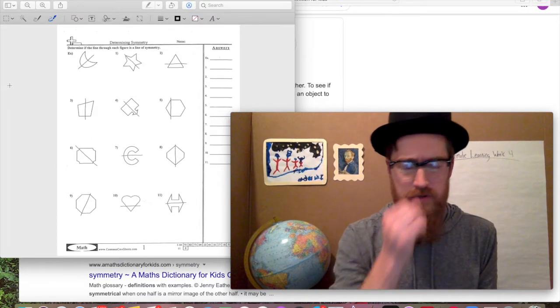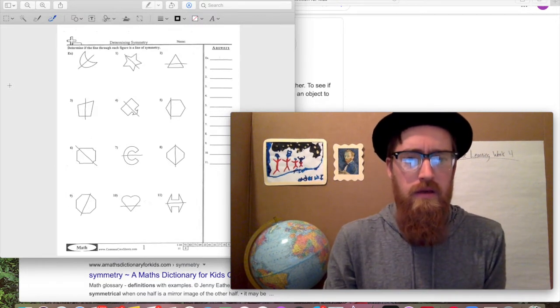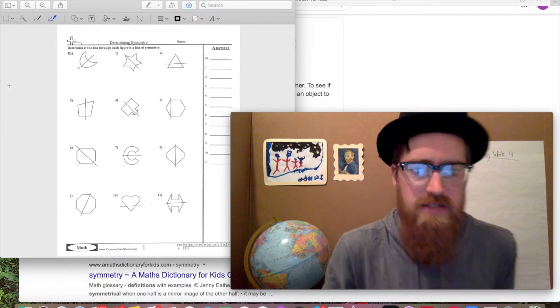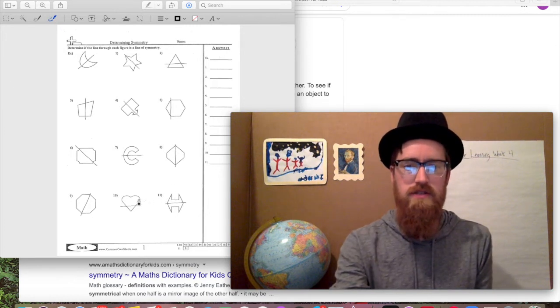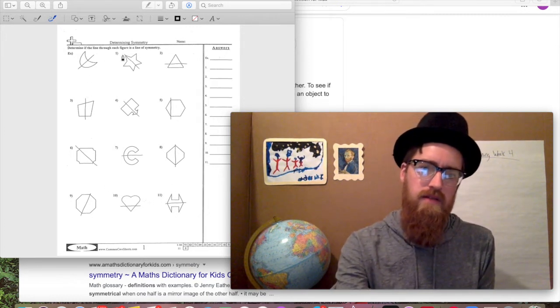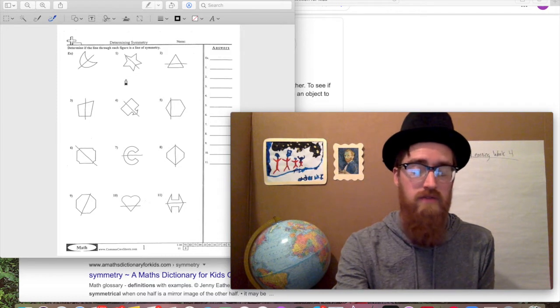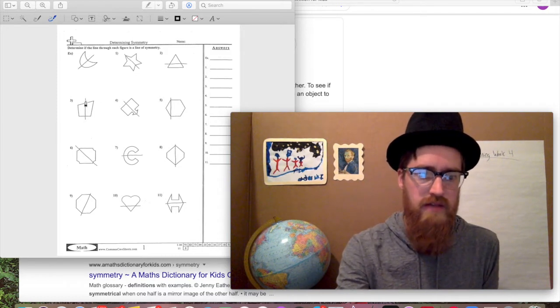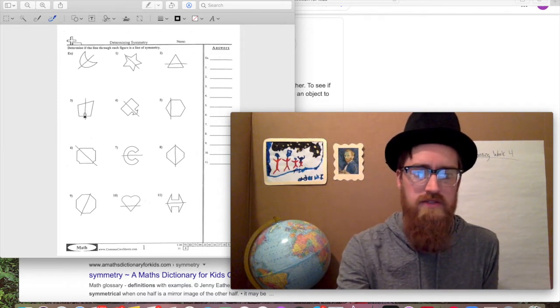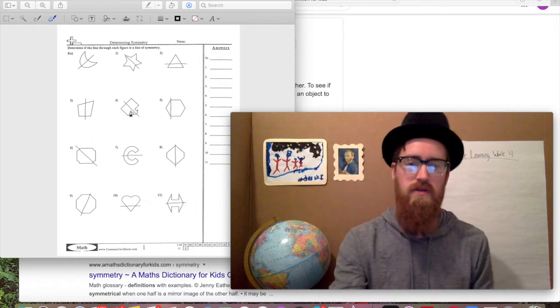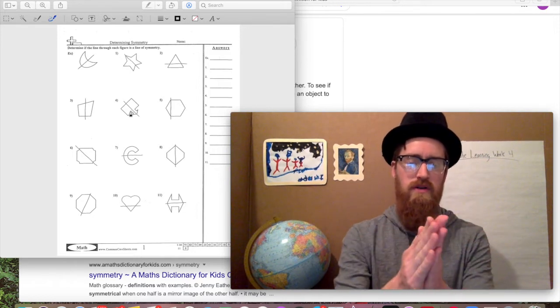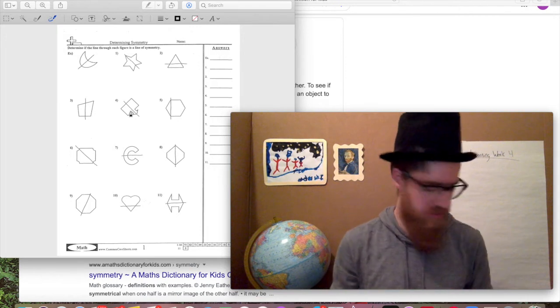In your packet this week, you'll find a page that looks like this, that has several shapes on it and a line drawn through the shape, and we have to determine whether that line is a line of symmetry, meaning if the shape is folded on that line, do all the sides match up?